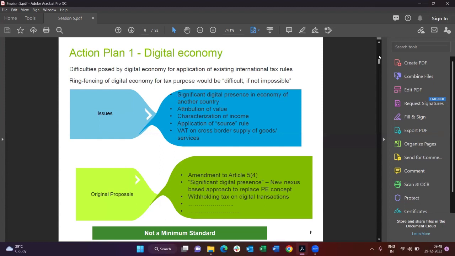So this action plan is still work in progress. There have been original proposals, but it hasn't come into full effect. Pillar 1 and Pillar 2 are still work in progress, and discussions are going on. Most probably next year they will introduce Pillar 1 and Pillar 2. And in every action plan, we can see whether it is a minimum standard or not a minimum standard. Can anyone say why this is written?